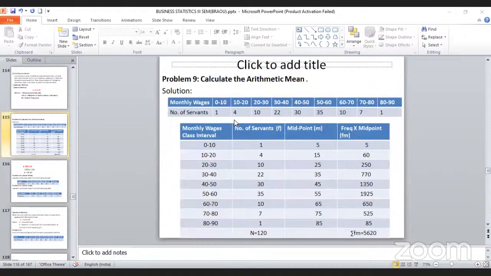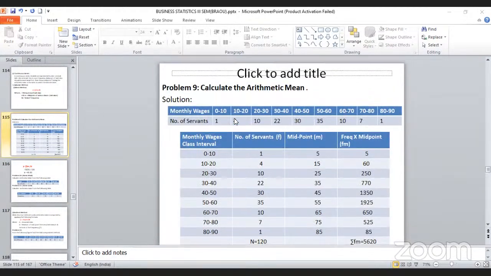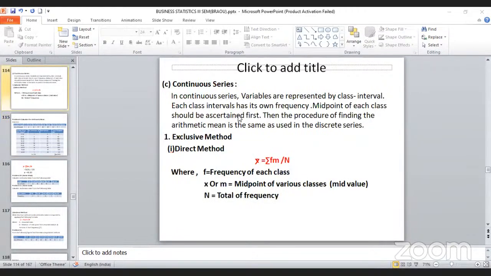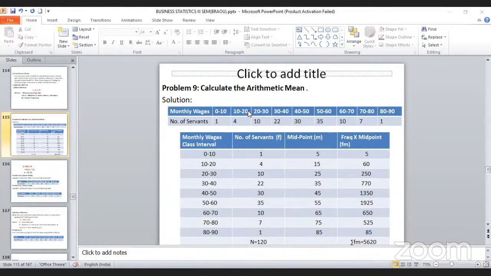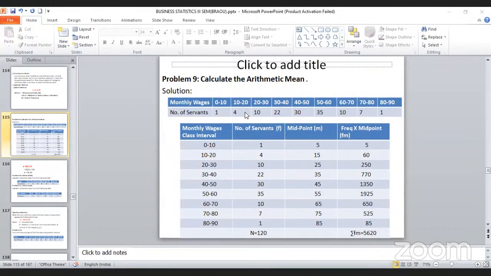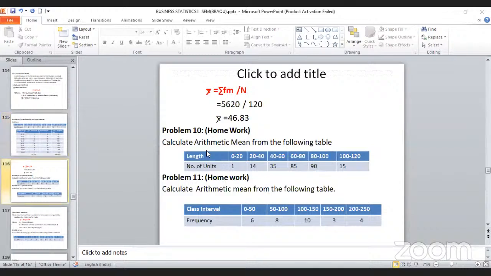So now you take the screenshot of this one. Is this one over? Yes, ma'am. Done, ma'am. Here, problems number 10 and 11 are homework. Okay, ma'am.